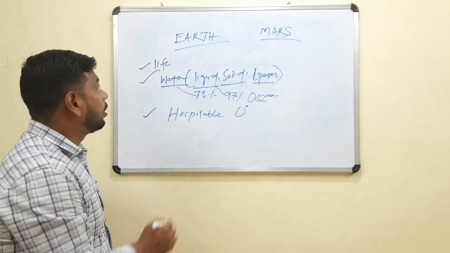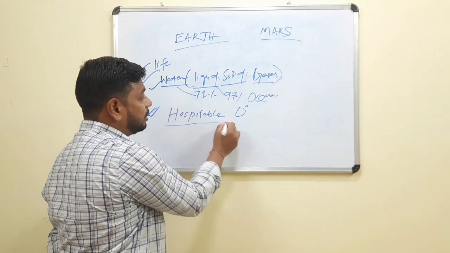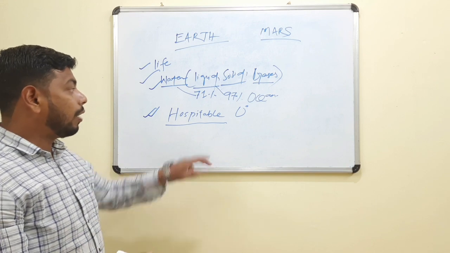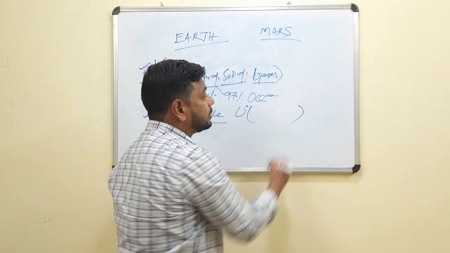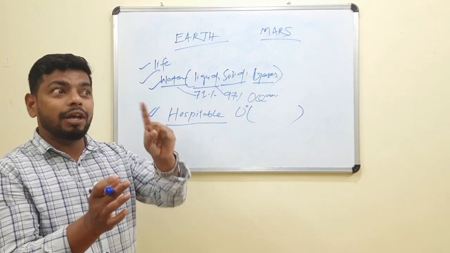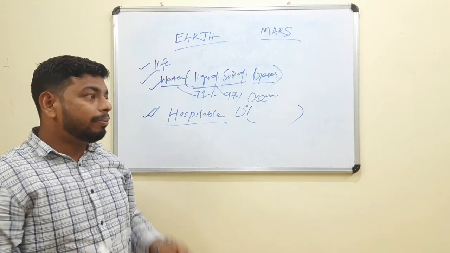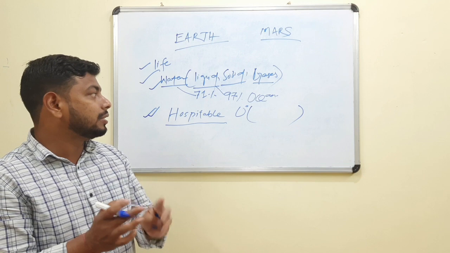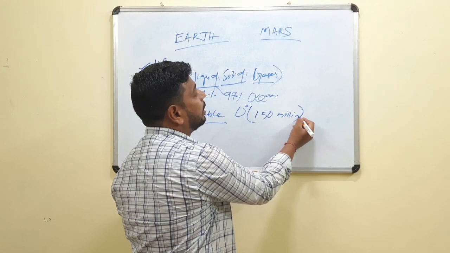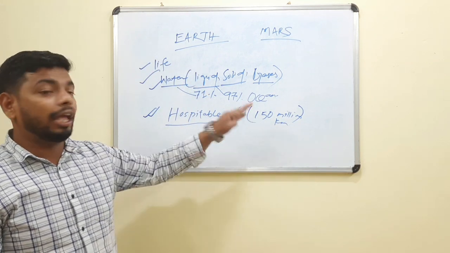So the life sustaining elements are water and hospitable or comfortable temperatures. What is the reason behind it? The distance from the sun is in such a manner. Because Mercury and Venus are too close to the sun, very high temperatures are there. But Earth is in such a position, 150 million kilometers away from the sun, around 15 crore kilometers away from the sun.